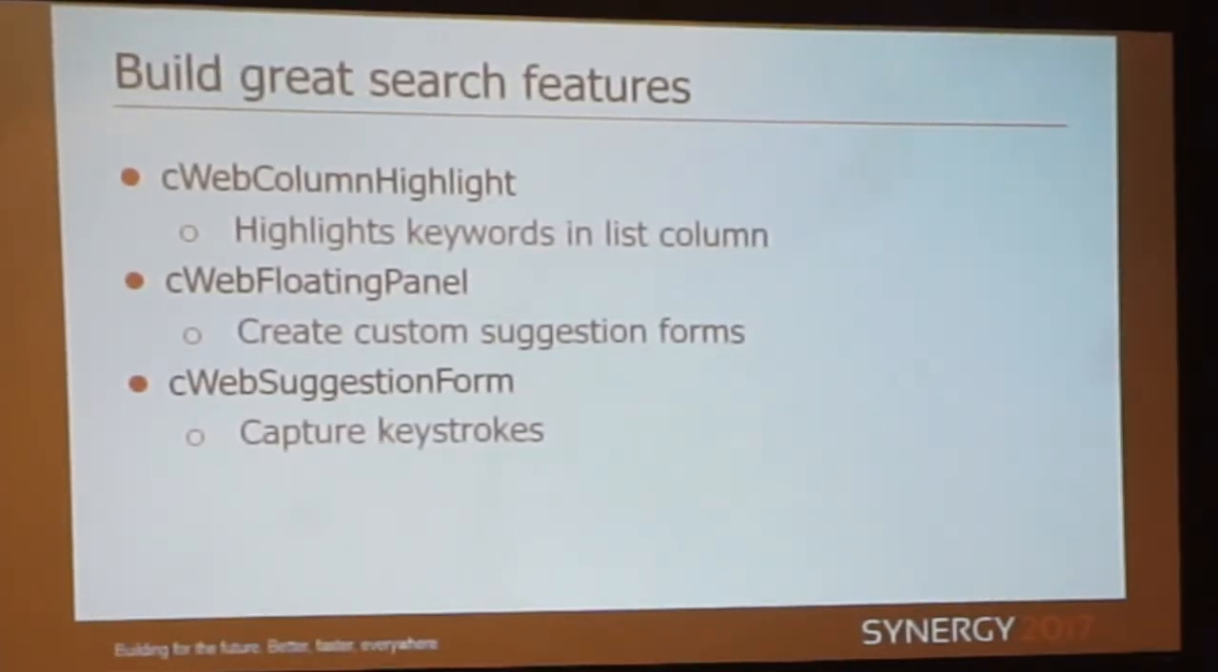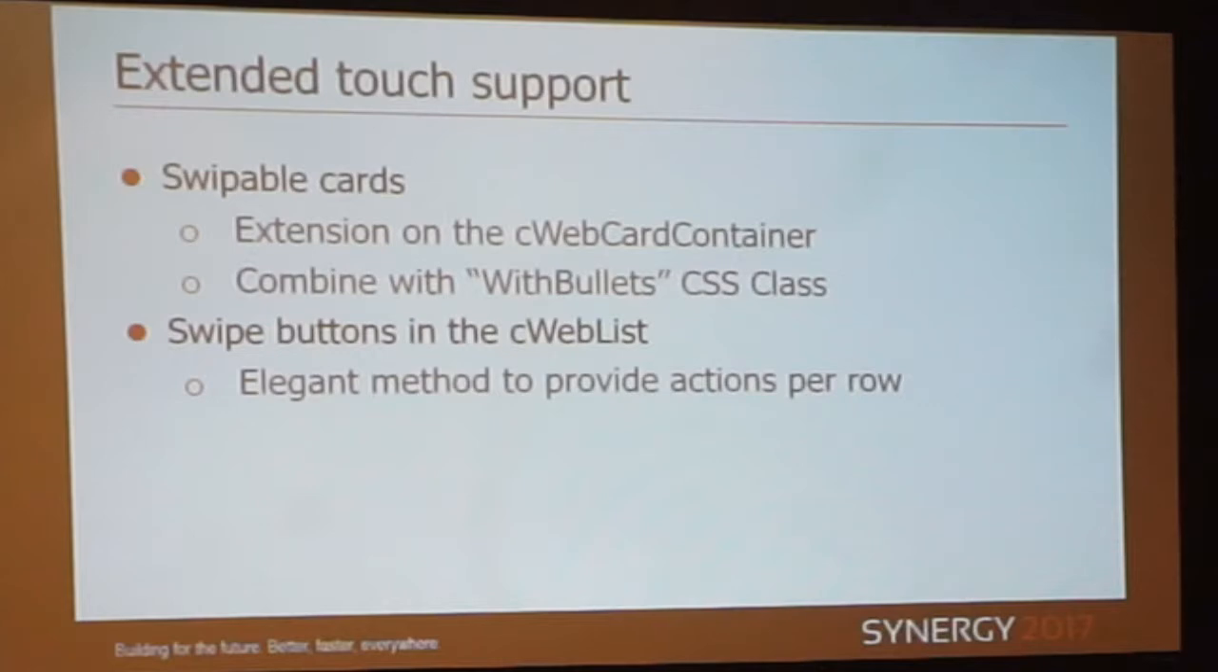So that there are these three components working together. The column highlight, or the highlight column, just highlights the search results. So you just put in a few keywords, and it will highlight it automatically for you. You use that during the training as well. And then last but not least, we extended our touch support.